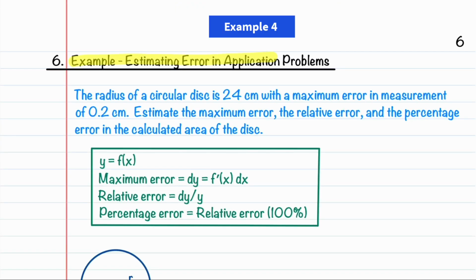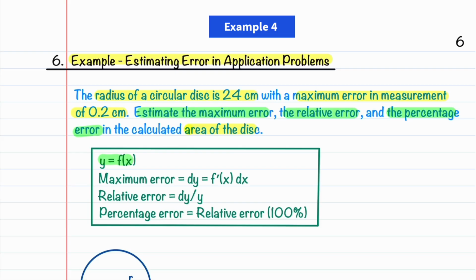Let's now look at an application example where we're going to find some error estimates. We're told that the radius of a circular disc is 24 centimeters, and it has a maximum error in measurement of 0.2 centimeters. We want to estimate the maximum error, the relative error, and the percentage error in the calculated area of the disk. y is equal to f of x is the function that we're going to be calculating the error in. So in our example, this is going to be the area function.